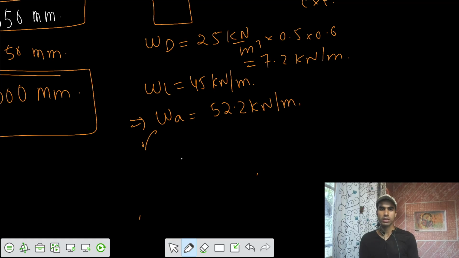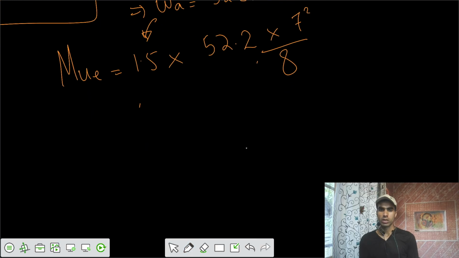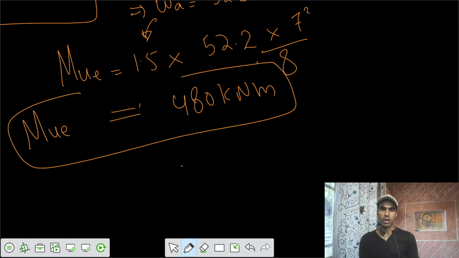Because of this, what is the factored external bending moment applied on the section? That is 1.5 times this overall loading, 52.2 into L square by 8. What was the L? L was 7, so 7 square by 8. So you would get a value of MU external equal to about 480 kilonewton meter. This is the final MU external value.